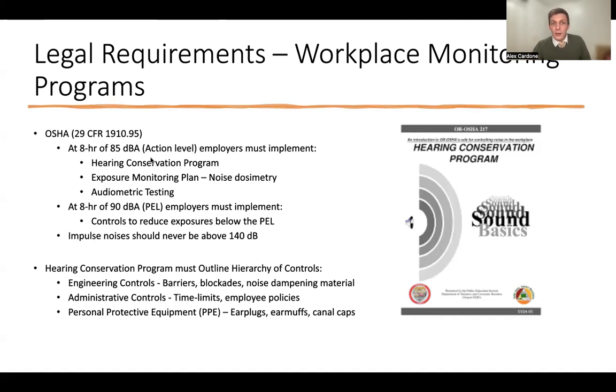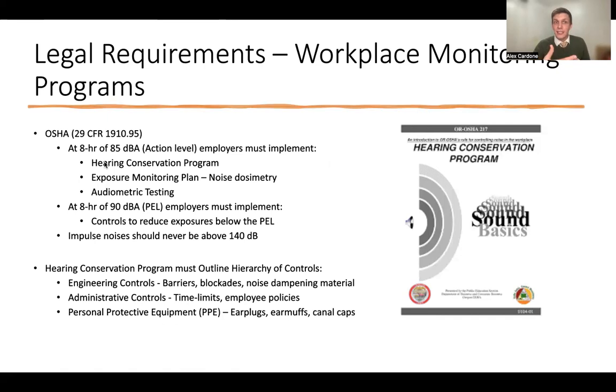At that 85 decibel range, OSHA requires that employers implement a hearing conservation program, an exposure monitoring plan to gather noise dosimetry data and noise data for hazardous equipment, and also perform audiometric testing. That means going to an audiologist and having an audiogram: you sit in a really quiet booth with some headphones on, and you press a button when you hear a beep.